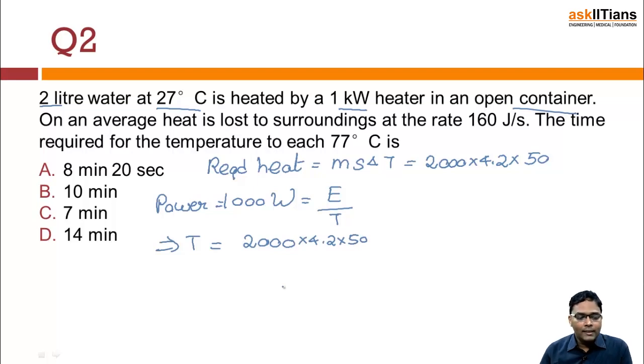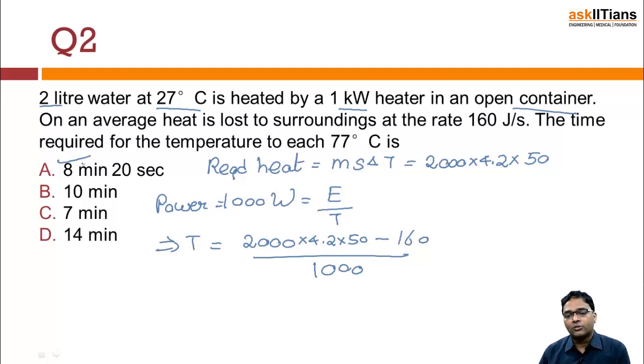Also there is a loss in heat that is taking place. There is a loss in heat at the rate of 160 joules per second. So if I say per second effectively, how do we do it? Energy required is given to us, so this minus 160, so this much joules divided by 1000. Once you do this, you will get an answer which is close to around 8 minutes 20 seconds. So you just need to simplify this and that should give you the answer.